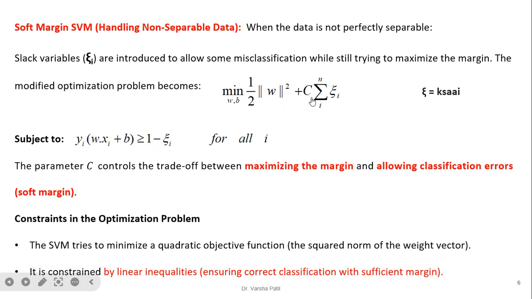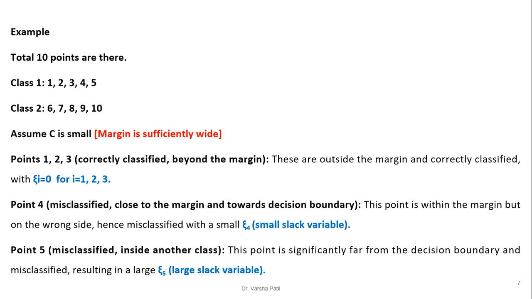The parameter C is very important, as it controls the trade-off between maximizing the margin and allowing classification errors. We will see how the margin changes as the value of C changes, and it will be clearer with an example. The constraints remain like the hard margin. The SVM tries to minimize a quadratic objective function, the squared norm of the weight vector, constrained by linear inequalities, that is, correct classification with sufficient margin.